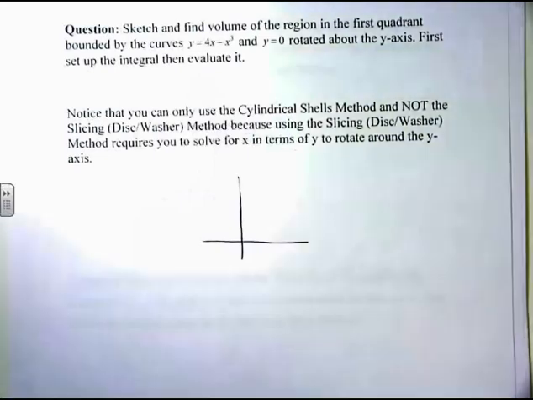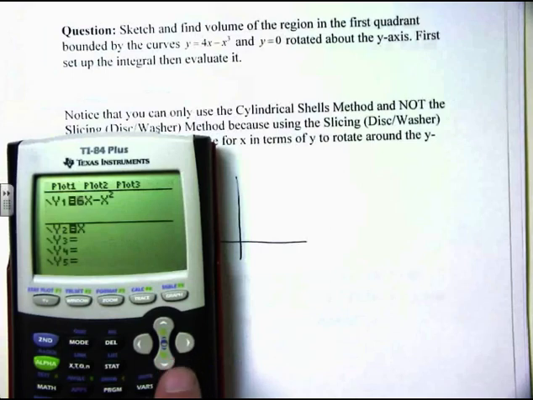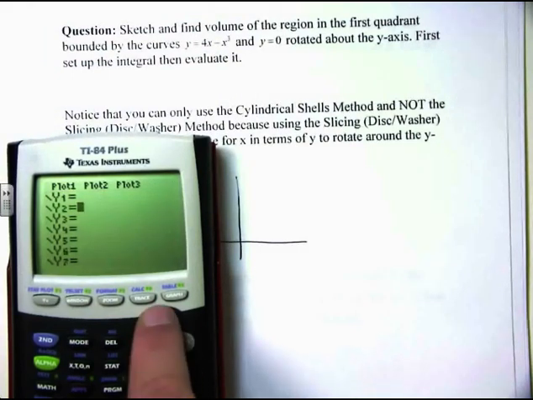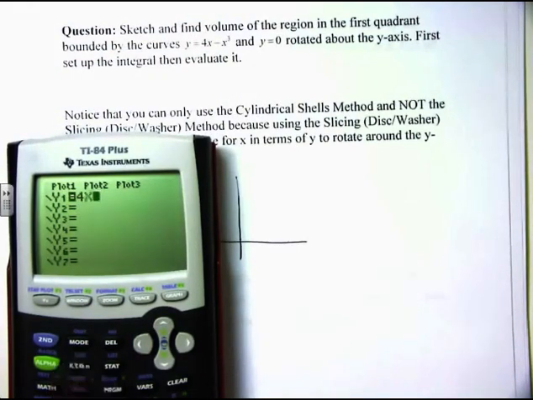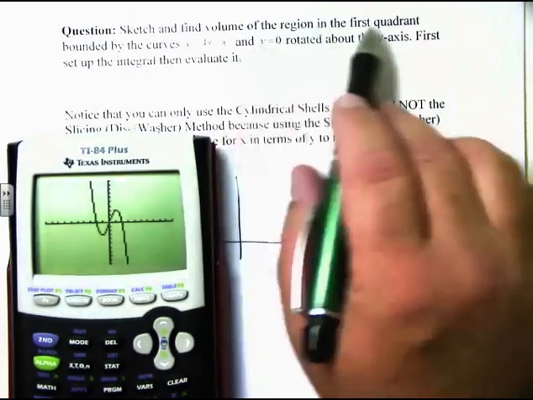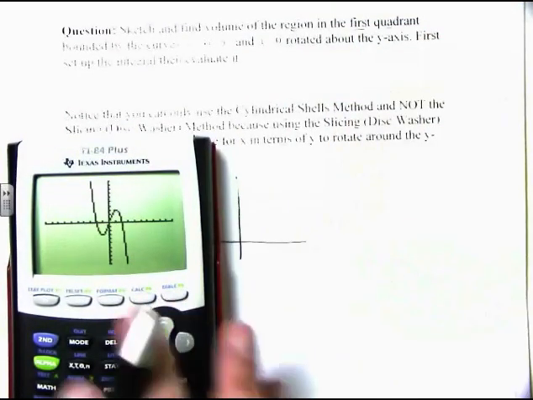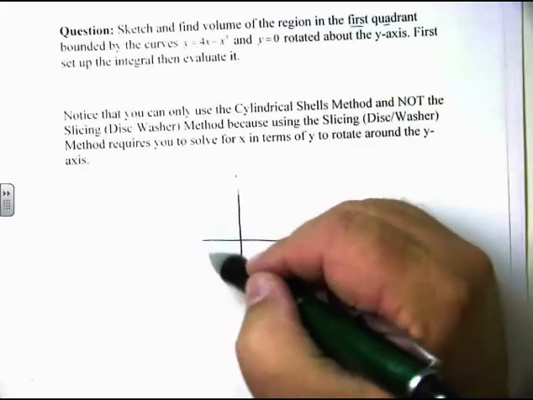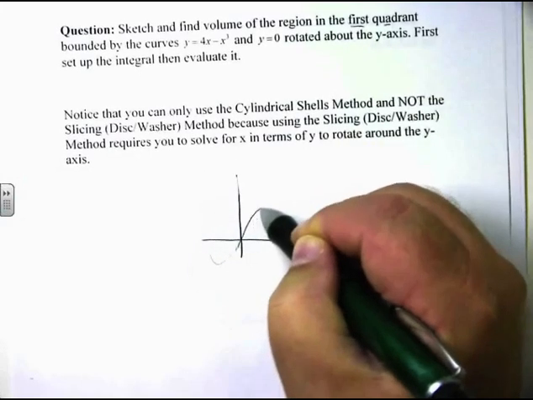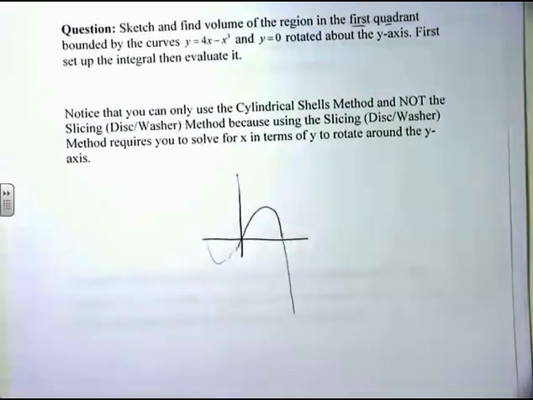And I'm going to use my calculator here. Y equals 4x minus x cubed. And I'm just going to do a zoom 6 on it so you guys can see it. Okay. But again, first quadrant. All I care about is that first quadrant. So it comes in and loops and comes back down. I got this interesting stuff coming over here, but this first quadrant right in here is what I'm interested in. And then it keeps on going back down. There's my first quadrant stuff there.